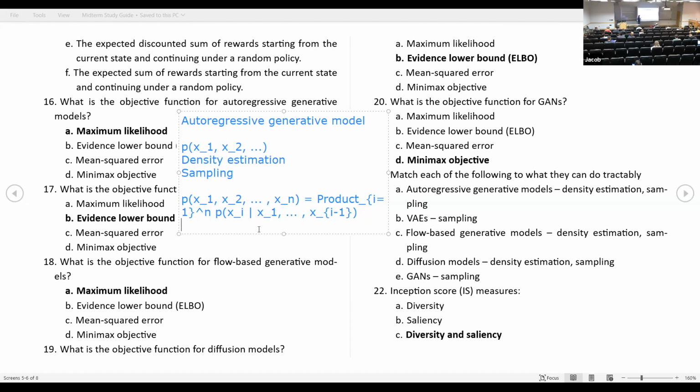Okay, so that's autoregressive models. And we can use them for both density estimation and sampling. VAEs, we can use them for sampling. Does anyone remember how you sample from a VAE? Yeah, so going back, Travis.